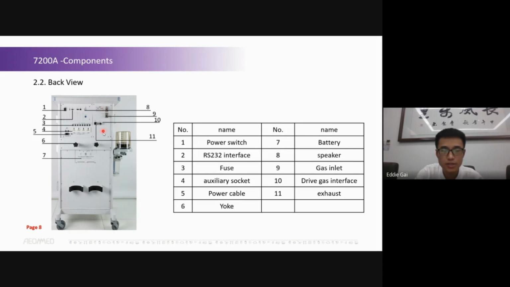Number 9 is the gas inlet. Number 10 is the driving gas interface, which needs to connect a tube with the bellows to provide the driving gas into the bellow cover. The driving gas is used to push the bellows down and input the fresh gas to the patient. Number 11 is the exhaust port.